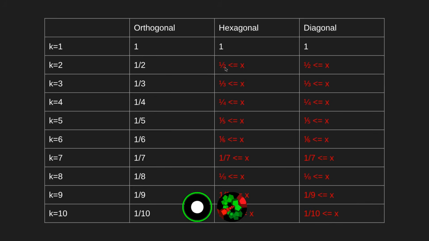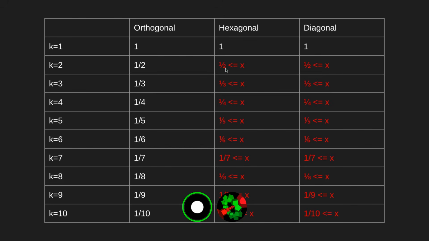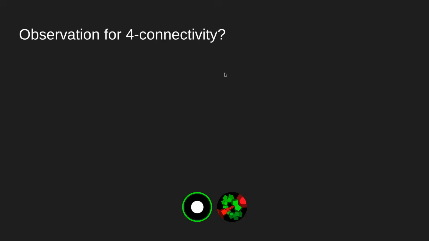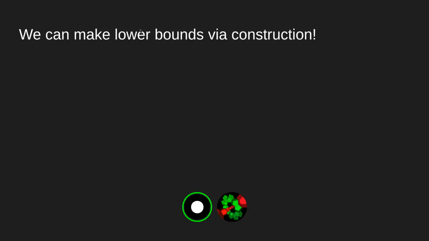So now the question becomes hexagonal and diagonal. There are some other large classes that we can pop out here, although it's not immediately as intuitive. Anybody have any guesses? Yeah, so by construction, we can, sorry, this is supposed to say upper bounds. We made a lower bound already by the proof above. But now we can make upper bounds via construction. Sorry, the slide is wrong.